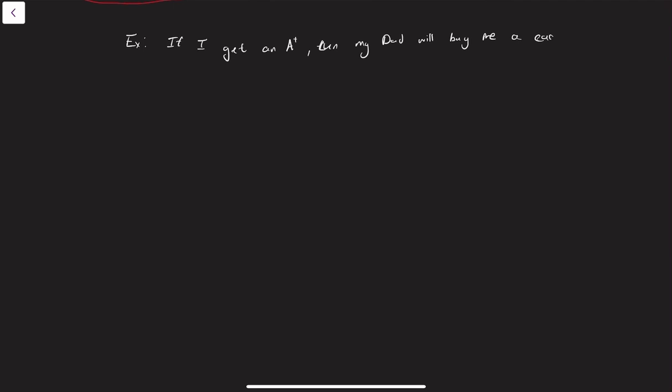We'll go back to the original thing that I said. Example: if I get an A+, then my dad will buy me a car. So P is being A+, and Q is equal to a car. Not even ice cream this time. We're going to get a car.